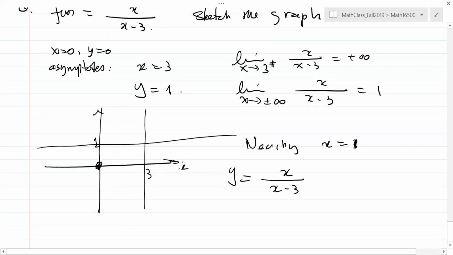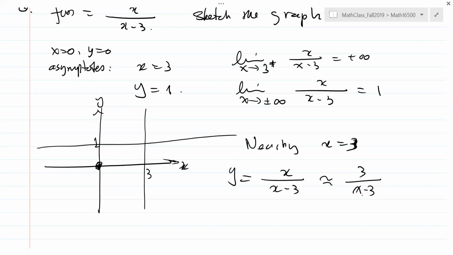This is the x-axis. This is the y-axis. Nearby x equals 3, the numerator is just 3. So this is going to be like 3 over x minus 3. When x is greater than 3, it is positive, so it should be here. When x is greater than 3, getting close to 3 goes up. And on the other side, this must go down like that.